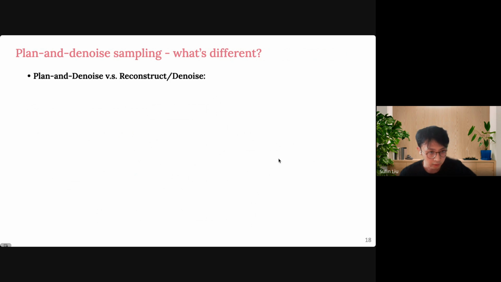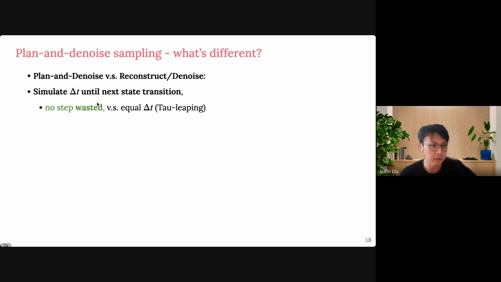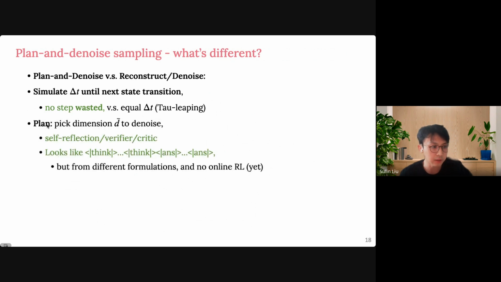So what's different about plan-and-denoise sampling compared to the reconstructor or denoiser-only method? The first difference is that we simulate the delta t until the next state transition, which is very different from previous works that assume equal delta t. Equal delta t makes sense for continuous data because everything is changing constantly all the time. But for discrete data, we shouldn't waste the delta t if no state transition is happening. That's why we propose to simulate the delta t until the next state transition. But more importantly, it's about the planning: we train this self-critic to look at the current generation and pick which ones to denoise next, or again.